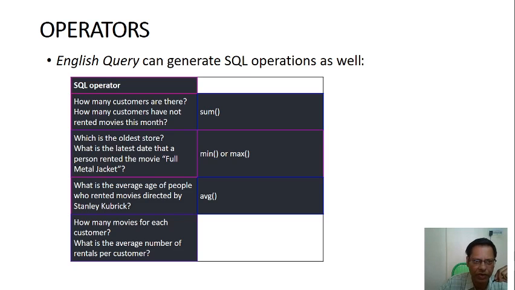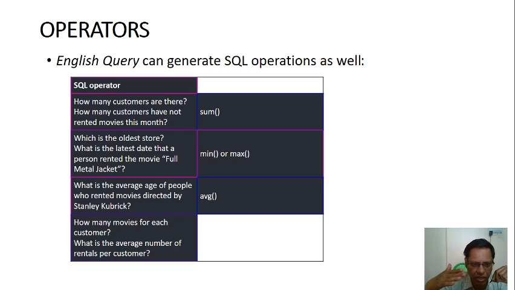So what are the different operators? For SQL operators, examples are: how many customers are there? How many customers have not rented movies this month? Which is the oldest store? What is the latest date that a person rented a movie? These are the different queries we can create in the database, in SQL, involving sum, minimum, maximum or average.